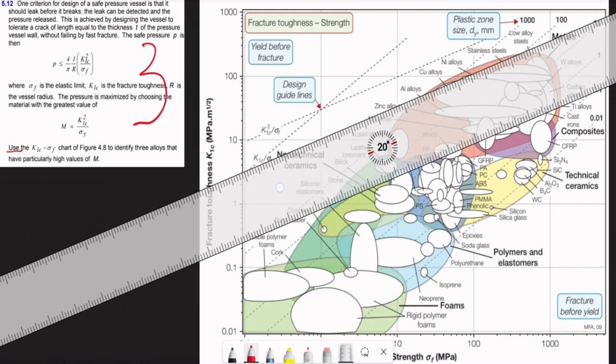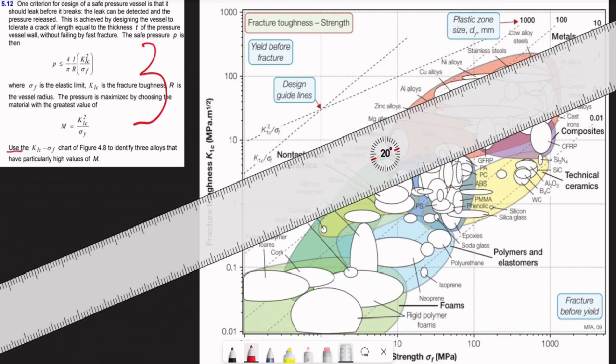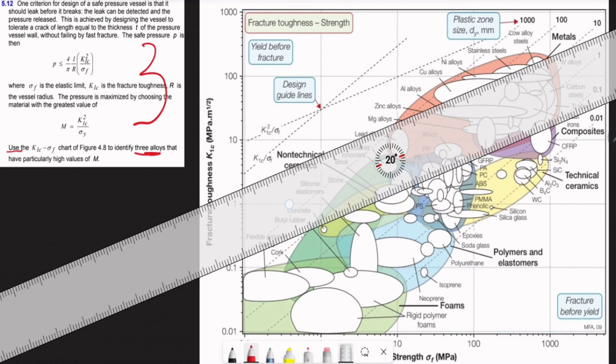K1C squared over what? Stress value. So as we go all the way down here, they said what? Identify three alloys. So we are looking for metals. Once we get here, we can see we have candidates that have already passed.